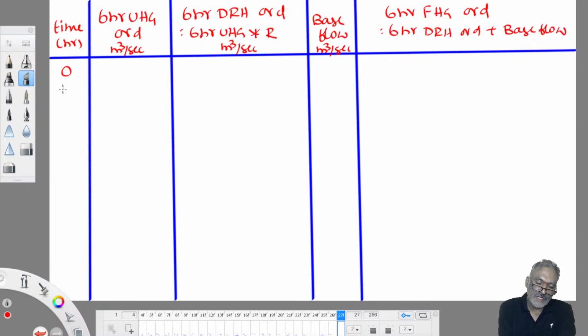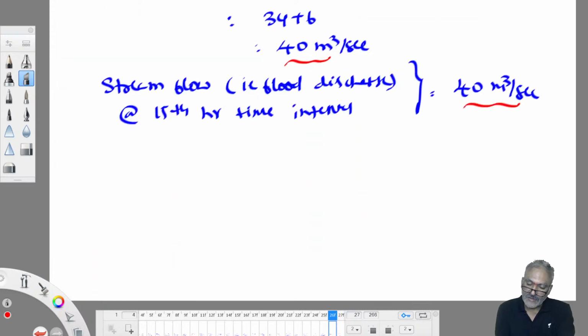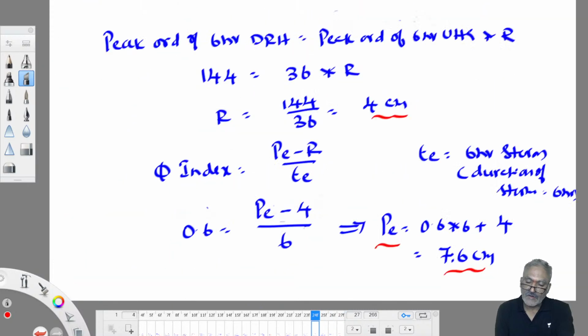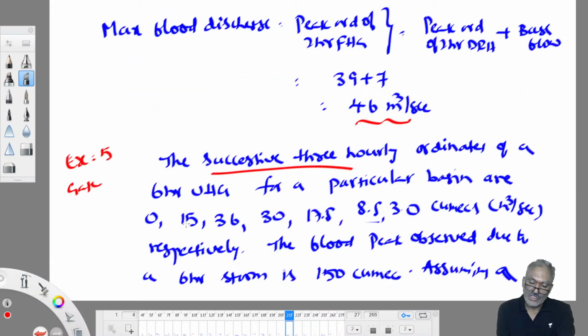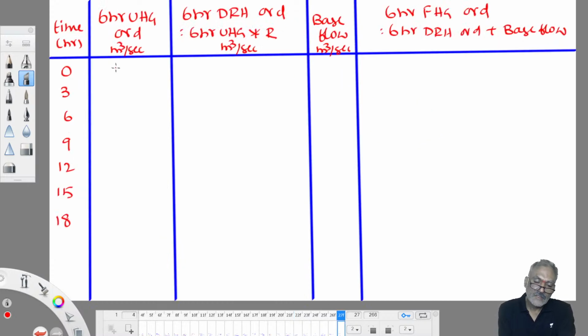Successive 3-hour time intervals: 0, 3, 6, 9, 12, 15, 18. Like that, ordinates are given to you. Every 3-hour time interval one ordinate is given in the question. You can see there 0, 3, 6, 9, 12, 15, 18. The first and last ordinates are 0. Then 15, 36, 30.